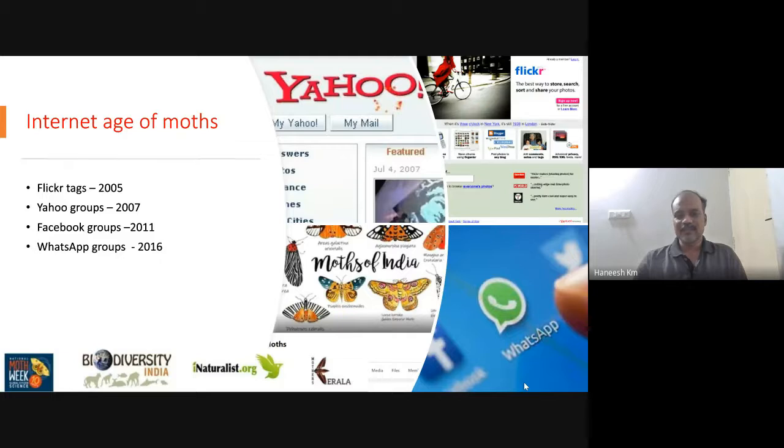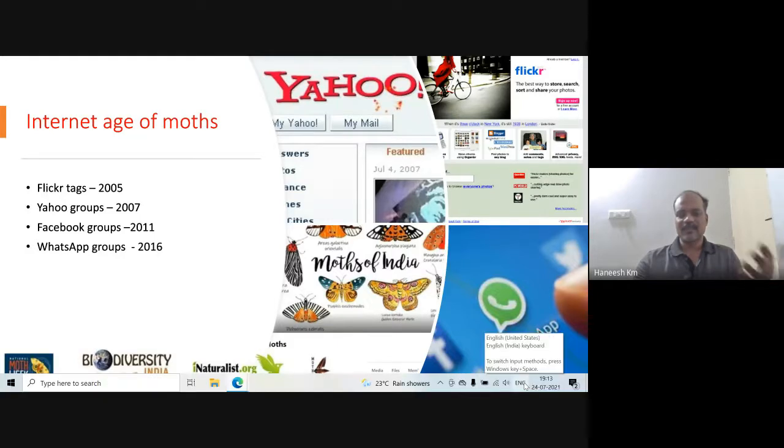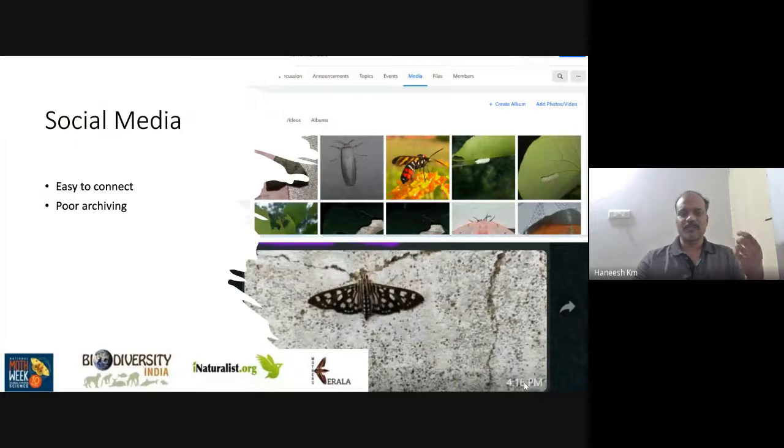Actually the internet and the availability of cheaper digital cameras has made it more public, so more public participation is ensured in the internet age. That is how we slowly developed the interest in moths, and like-minded people came together, discussing things and sharing knowledge.